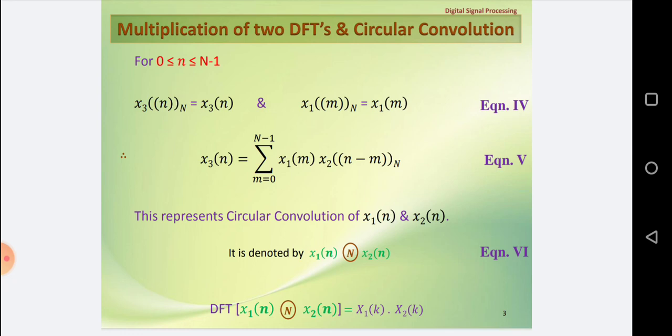So finally we can give the DFT of x1 of n circularly convolved with x2 of n is equal to the multiplication of two DFTs. What we can say is, circular convolution in the time domain is nothing but multiplication in the frequency domain.